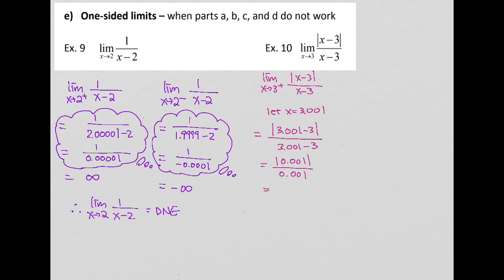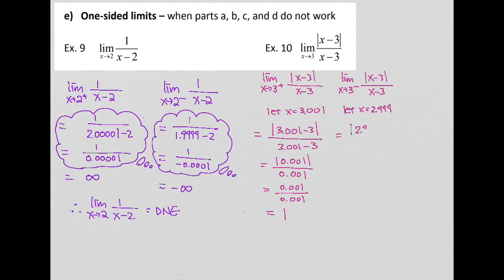And absolute value means there's no negative sign. So the absolute value of 0.001 is still 0.001, divided by 0.001. Your limit from the right is 1. On the left-hand side, you would say approaching 3 from the left. Once again, you have to define the x value. So I'm going to say let x equal 2.999, which is on the left-hand side of the 3 and very close to 3. And let's do the calculation.